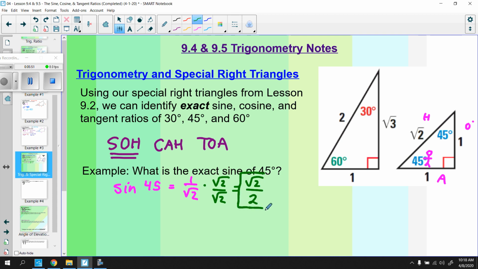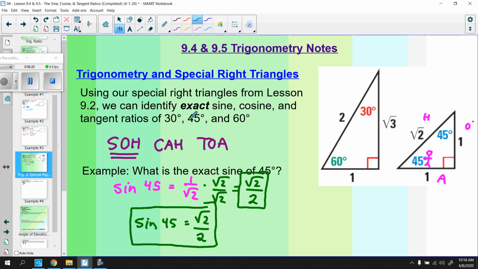So not all the problems will end up having to rationalize that denominator, but this one did. It just depends on whether we stick this square root of 2 or the square root of 3 in the denominator. It depends on what the question's asking. So the exact sine of 45 degrees is the square root of 2 over 2. So there's no calculator really involved here. And the hint there would be when it's asking for exact, this is our way of doing it.